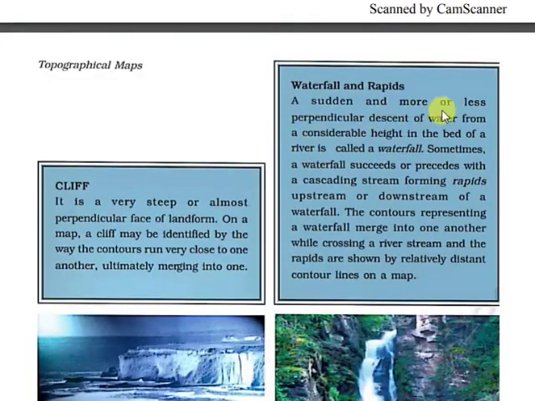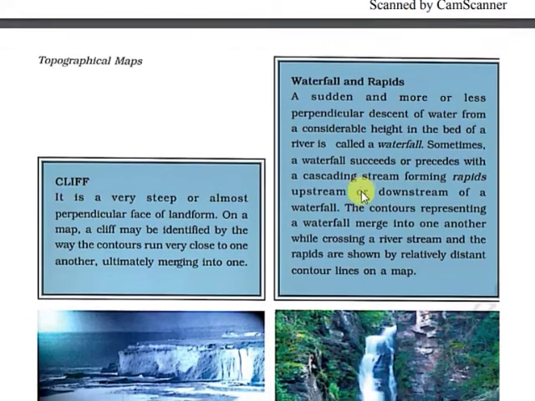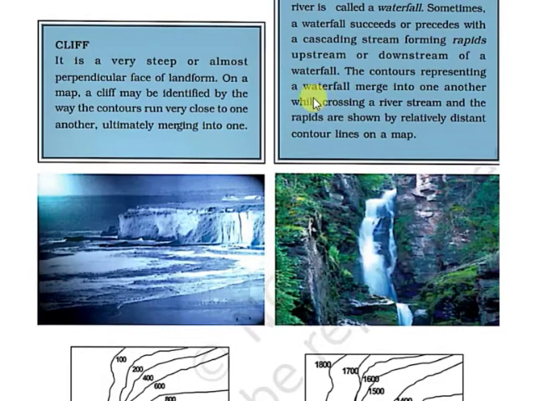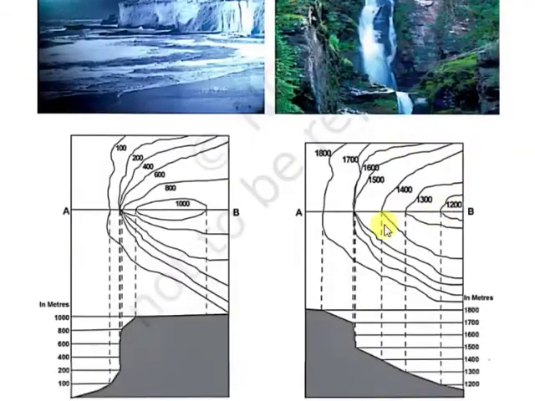Next is the waterfall. A sudden and more or less perpendicular descent of water from a considerable height is called a waterfall. The contours representing a waterfall merge into one another while crossing a river stream, and the rapids are shown by relatively distant contour lines on a map. This is how we show a waterfall.